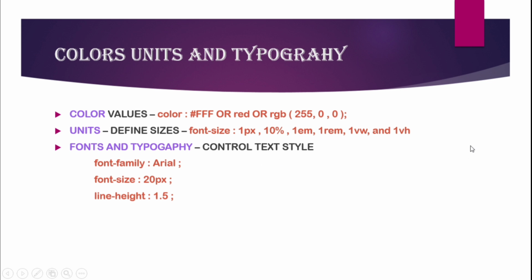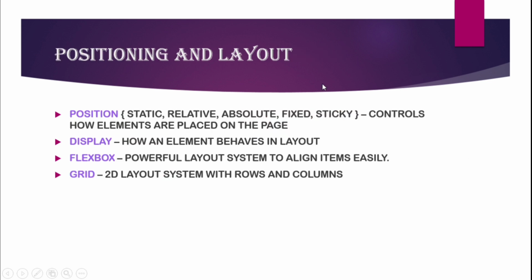Then we can go to the next one, that is positioning and layout. Position is nothing but how you want to position your elements, like the image that you have added to your website, or any box or blog post that you have created. Then you can use static, relative, absolute, fixed, or sticky. These are the position values that you have here.